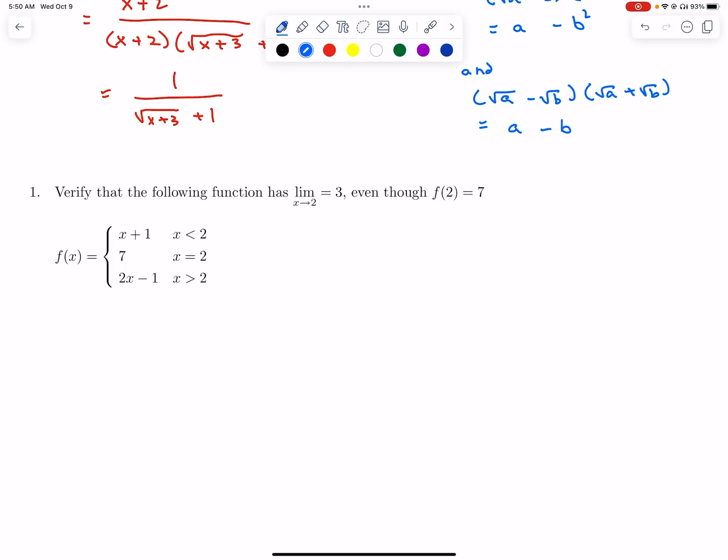Verify that the following function has a limit as x approaches 2, even though f of 2 is 7. So the limit doesn't have to equal the value of the function. So we write this down by saying two things. We'll say the limit, let me do that in red. Do you remember the little minus sign means come at it from the left? In other words, numbers that are more on the left or lesser side.